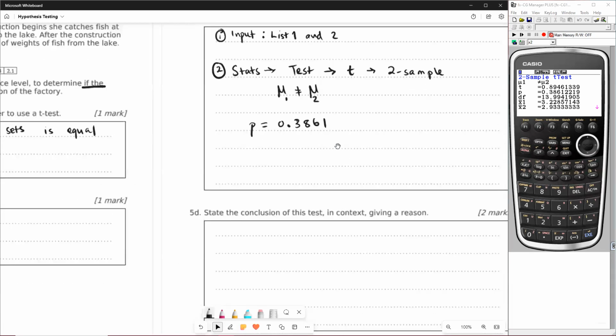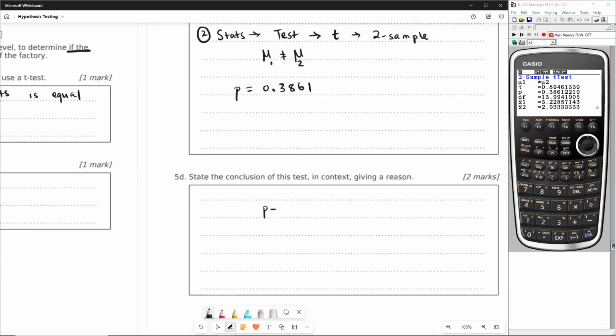State the conclusion of this test. So again, the p-value is 0.3861, and that is greater than 0.05. So it's above our tolerance, which means we can tolerate this and accept the null hypothesis. Okay.